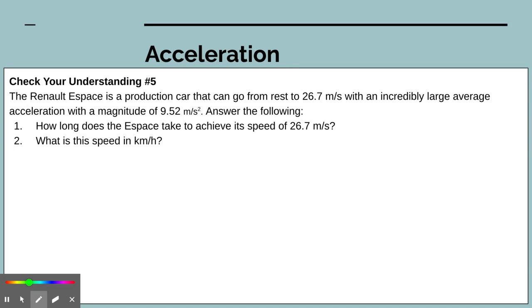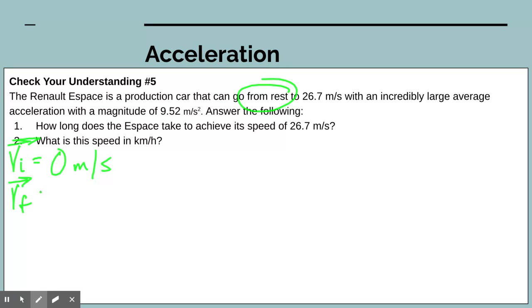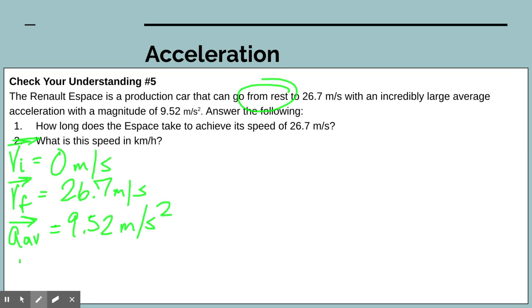Okay, so again, for the millionth time, let's write down what we know and what we don't know. Okay, so again, from rest, so 0 meters per second. Final velocity, 26.7 meters per second. This time we're given average acceleration, which is 9.52 meters per second squared. And what we're trying to look for is our time interval, because we don't know our time interval. Oh no. We need to know it, man.